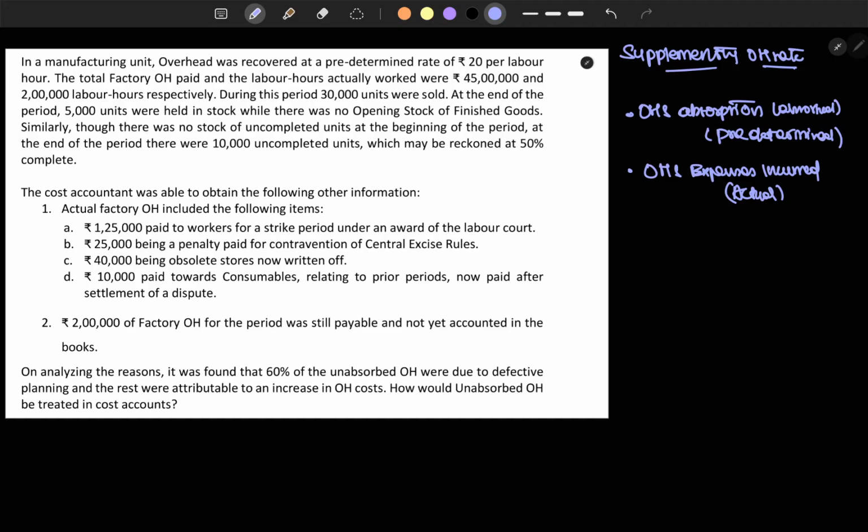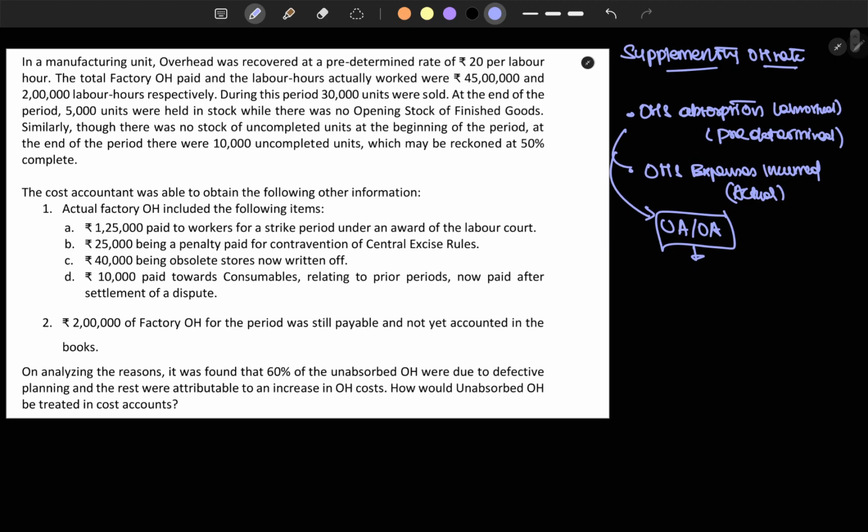So if we get any difference between this, that would be called under absorbed or over absorbed. And how can we address these changes to the products is what we are going to see in this supplementary rate. How we have to charge to the products by using this supplementary rate, and there are a few concepts involved in this. We'll get into it one by one with this sum.